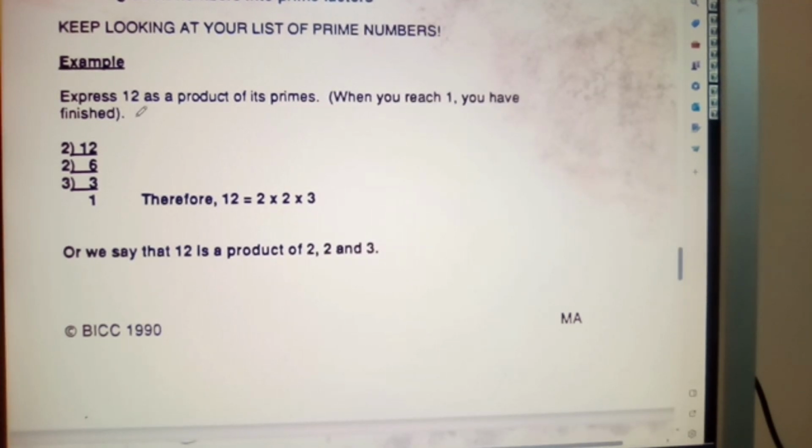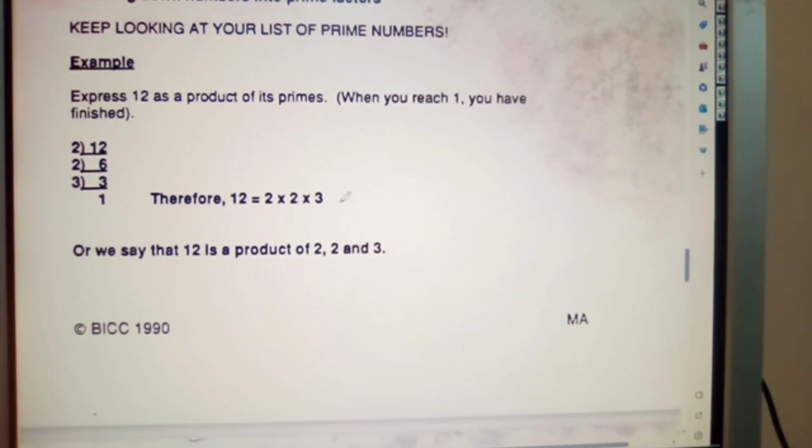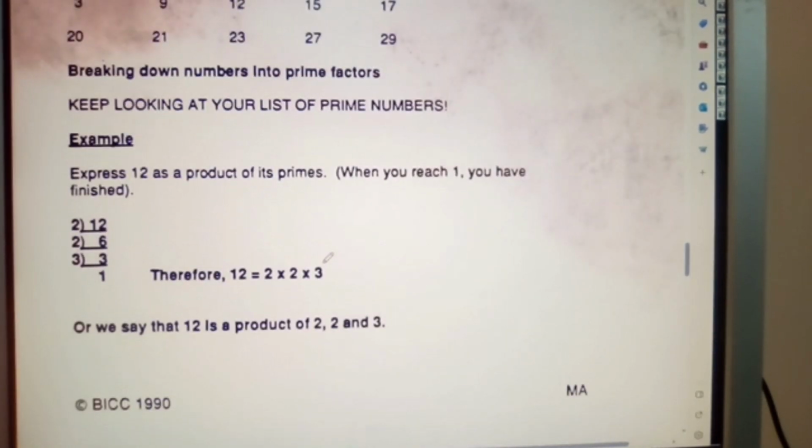Now, express 12 as a product of its prime factors. When you reach 1, you have finished. Okay, you can see that we have reached 1 here. Therefore, 12 equals 2 times 2 times 3. Or we say that 12 is a product of 2 and 3. Okay.